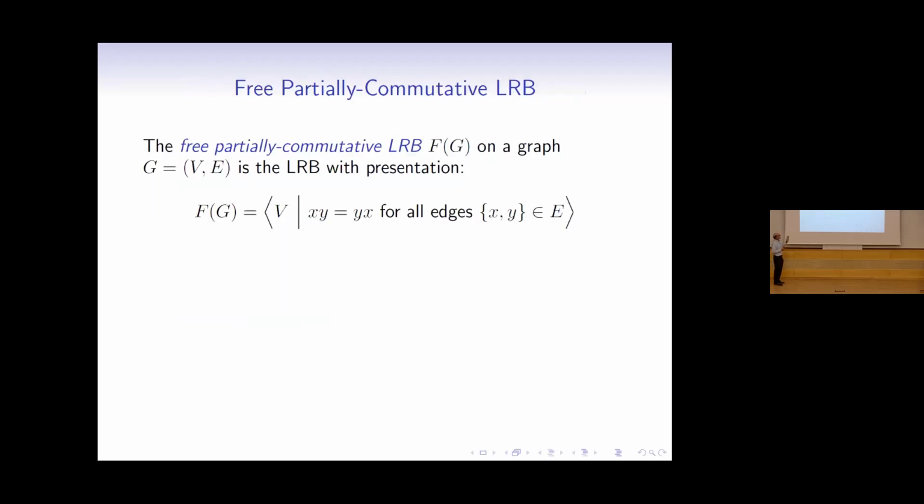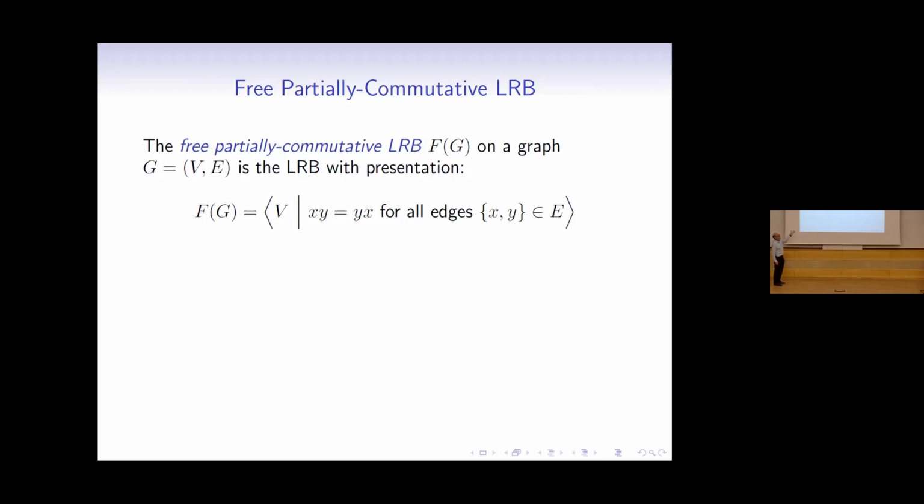Now I'm going to give another example. We have the free left regular band. Now I'm going to talk about the partially commutative left regular band. This is a generalization. If this was a talk on group theory, I'd be talking about right-angled Artin groups. If I'm talking about monoids in communicating processes, I'd be talking about trace monoids or partially commutative monoids. I'm going to define these in the land of left regular bands. So we have a free partially commutative left regular band.